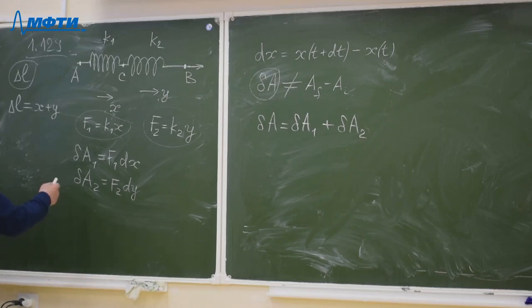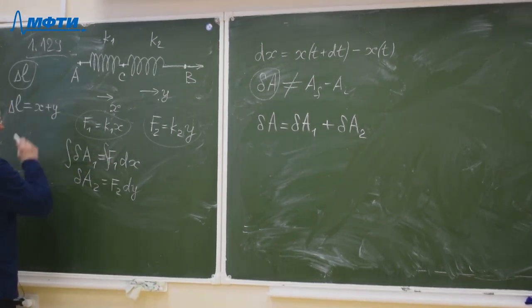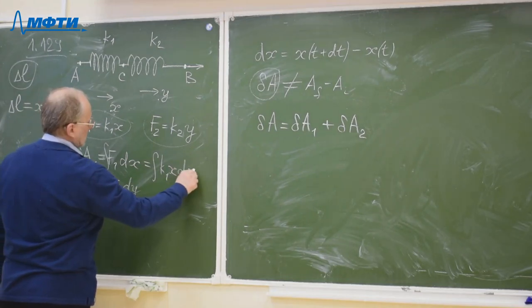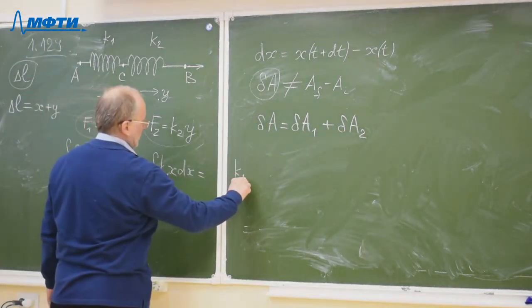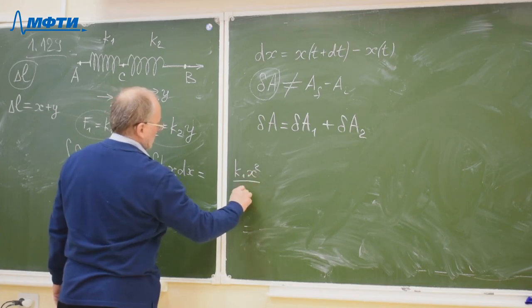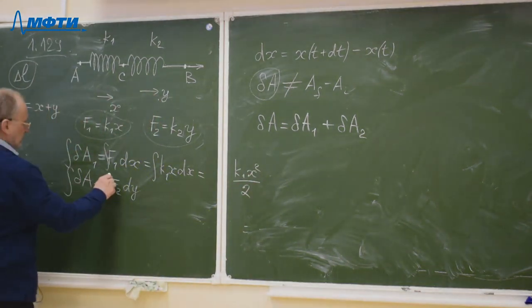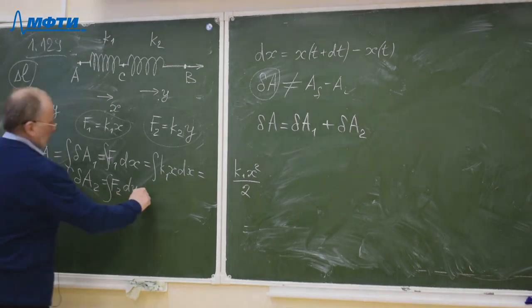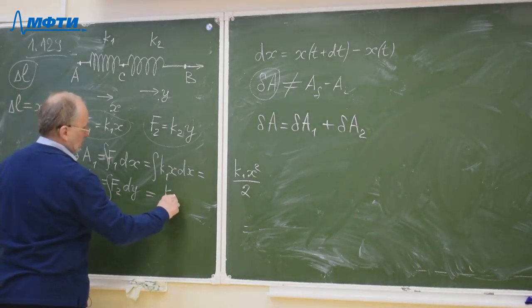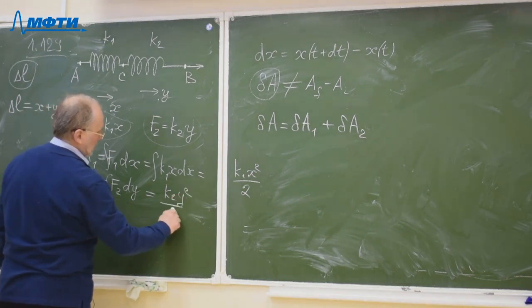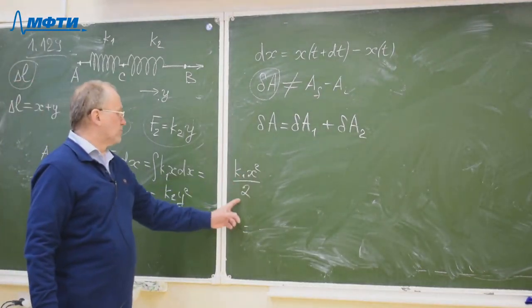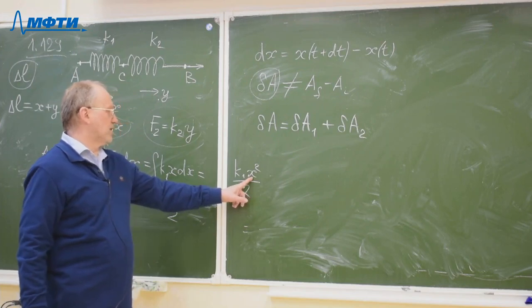And in order to calculate the total work, we have to integrate this quantity, and F1 equals k1x dx. Such an integral will be equal to k1x squared over 2. And in the same way, the integral here, which will give us the total work performed, will be equal to k2y squared over 2. A well-known formula for the work needed to elongate the spring by x.